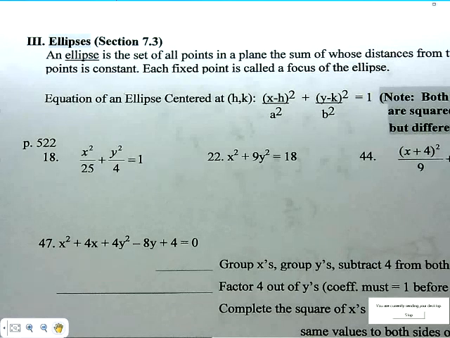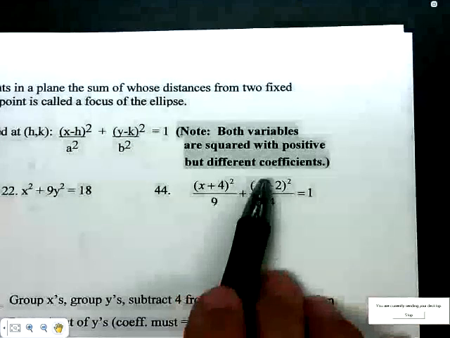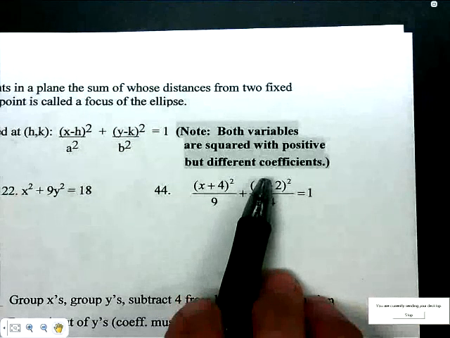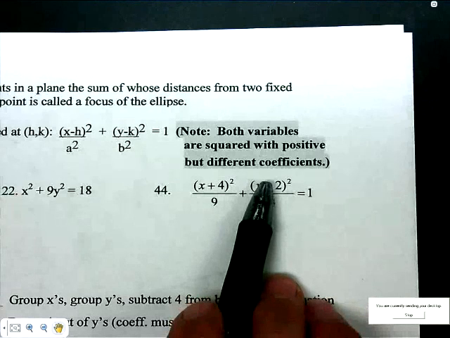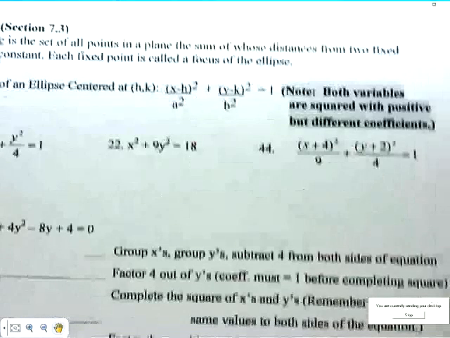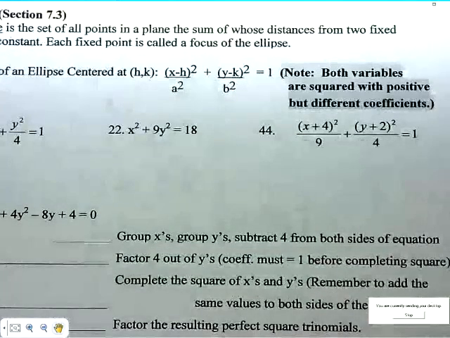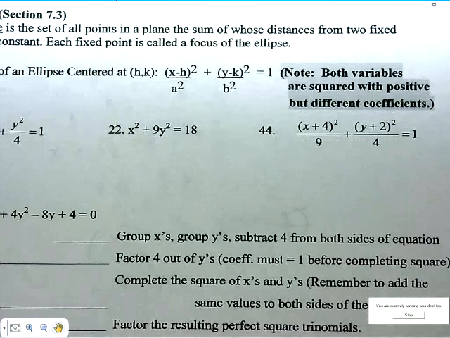Parabola is the only conic section where not both variables are squared, but circles are different than ellipses in that they have the same positive coefficient and ellipses have different positive coefficients. A circle is a circle because when you graph it, you plot the center and then you go out in every direction the same distance. If we found the radius to be 2, you'd plot the center and then go left 2, right 2, up 2, down 2, connect the dots. And so all the points on a circle are equidistant from the center.